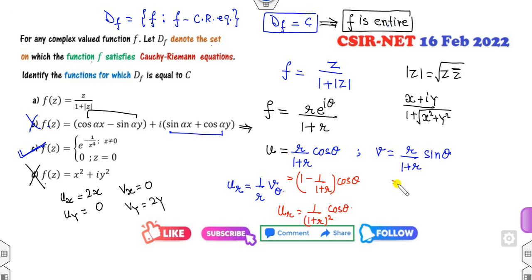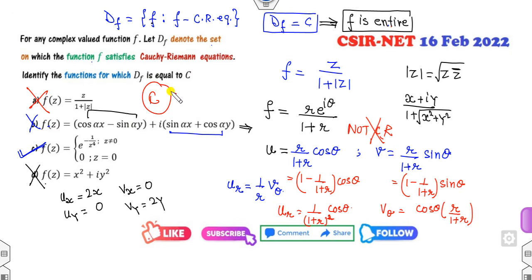What is v? Again I can write this part. Fine. Then what is v_theta? It is cos theta into this part, that's r over 1 plus r. Clearly say, is it true? 1 over r of this part, they are not satisfied, because 1 over r, 1 cancels, but it's a whole square, but it is not square. So this does not satisfy the CR equation. That means it is not an entire function. The right answer is only C is the correct answer.